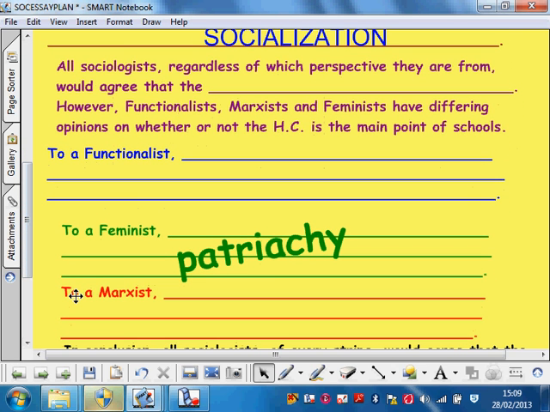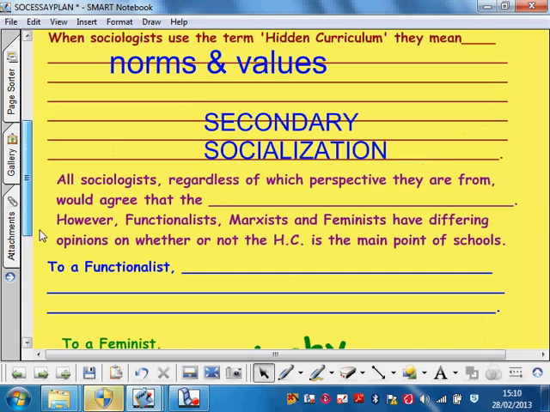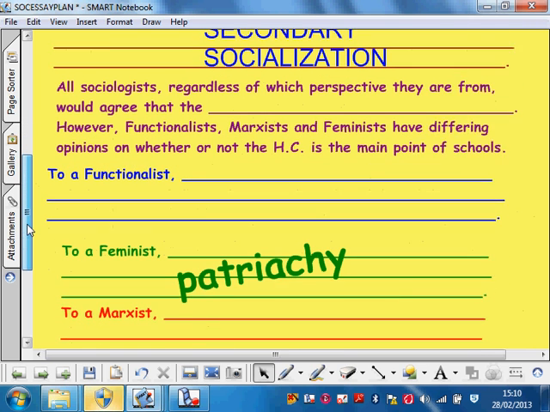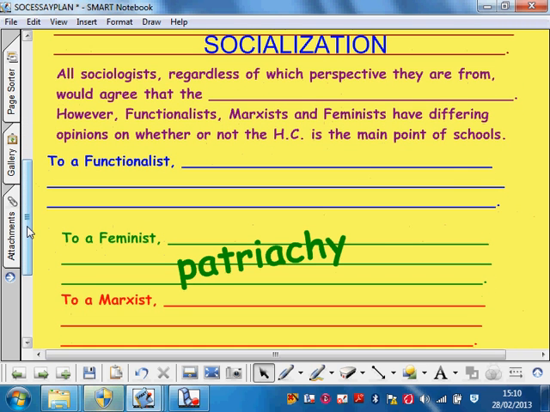And to a Marxist, the hidden curriculum is the most important thing. To a Marxist, the hidden curriculum is teaching you to obey, teaching you your place in the pyramid at the bottom: do what you're told, do a job you hate, do it for a reward. That's the hidden curriculum to a Marxist. All these norms and values you're getting taught are all about getting you ready to work in a capitalist system. And it's the capitalist system that Marxists dislike.